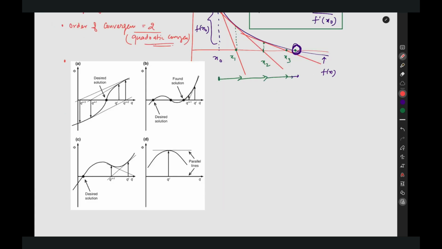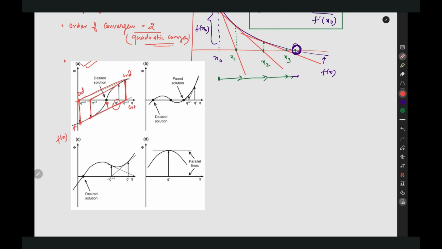So here is the first case. In figure A, we can see that our desired solution is at this indicated point, and this is the graph of f(x). Suppose that our initial guess was any of these points, say this one. From this point it will draw a tangent and move to this point, and from here it will come here. Again it will draw a tangent, go here, and then go here, and again here. From here it will come here, and again it will come here, oscillating without reaching the solution.